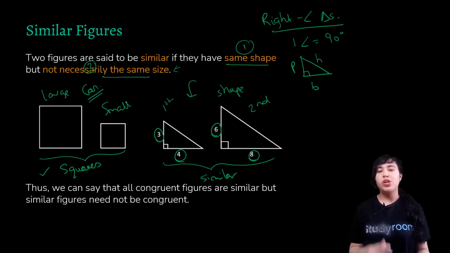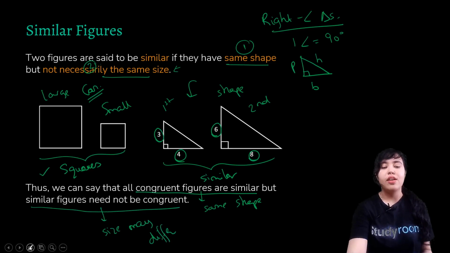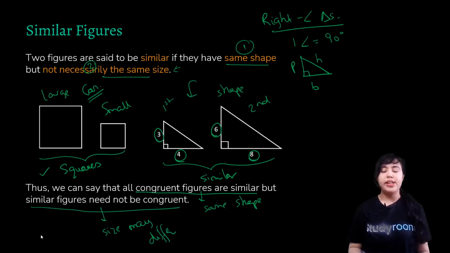But so far what you need to understand is that all congruent figures are similar because they definitely have the same shape. So for similar figures we need the same shape. So that criterion is fulfilled in congruent figures. But similar figures need not be congruent, reason being their size may differ, right? So I'll quickly explain this to you by 1 or 2 more examples.